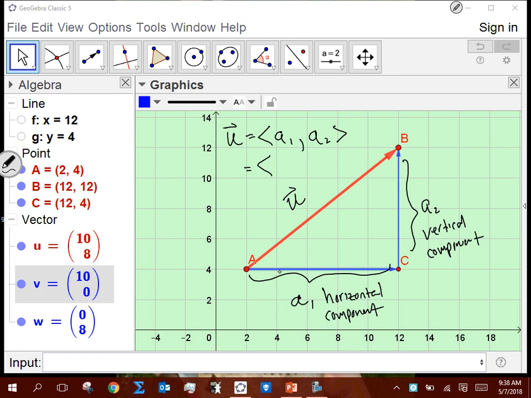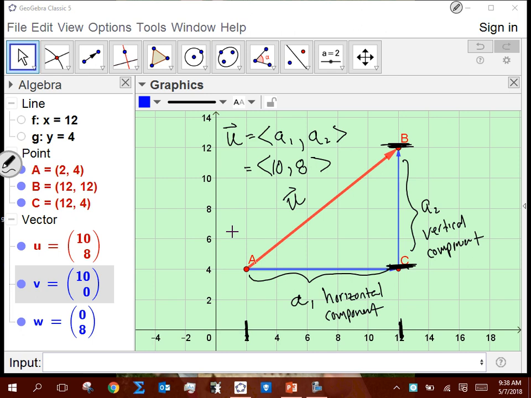So if I want to find this horizontal distance, I simply take the x values of this blue vector and subtract them. So 12 minus 2, and that will give me 10. And then to find the vertical component, you take this y value and remove from it that y value. So 12 minus 4, so I get 8. So I would call vector u algebraically <10, 8>.